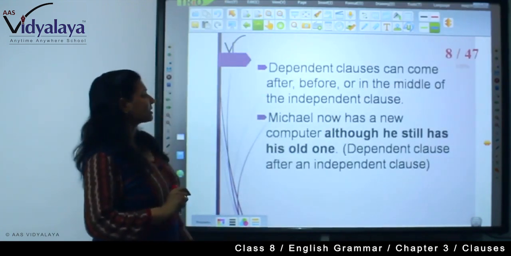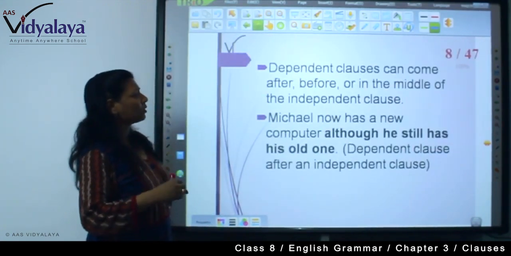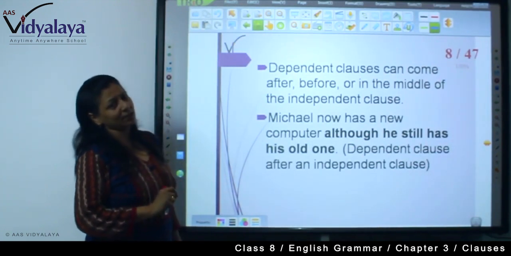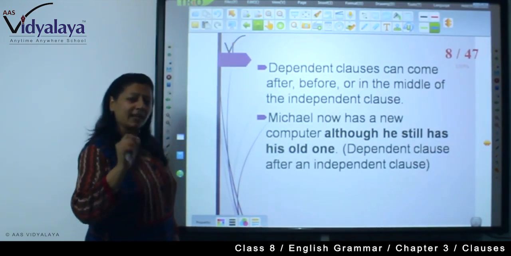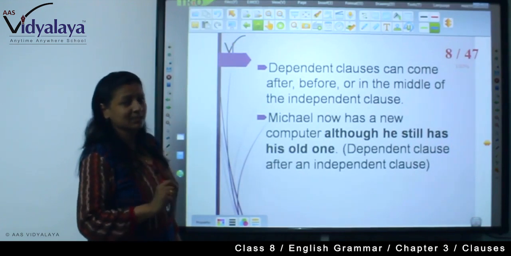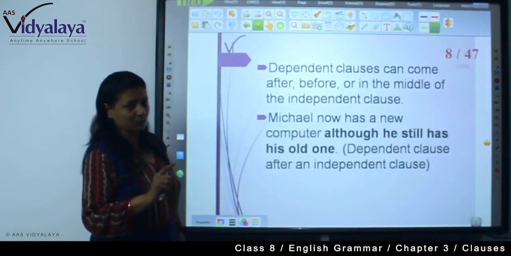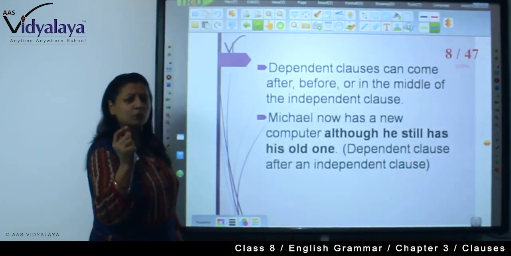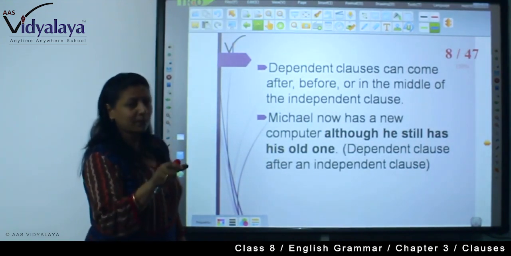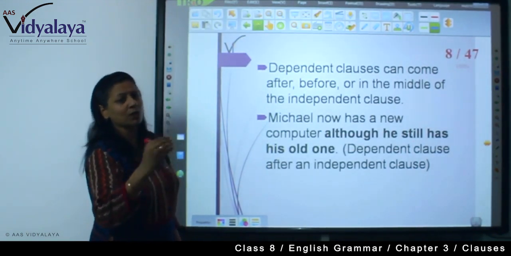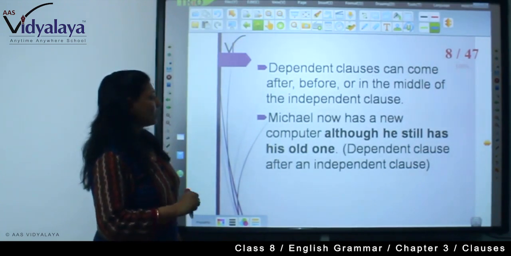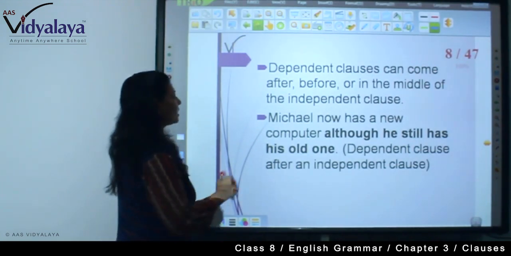Now, dependent clauses can come after, before or in the middle of the independent clauses. Wherever we can write the dependent clauses, because these are dependent on the independent clauses. So, there is not a set rule that you will have to place the dependent clauses before or after the independent one. Now, here there are examples.